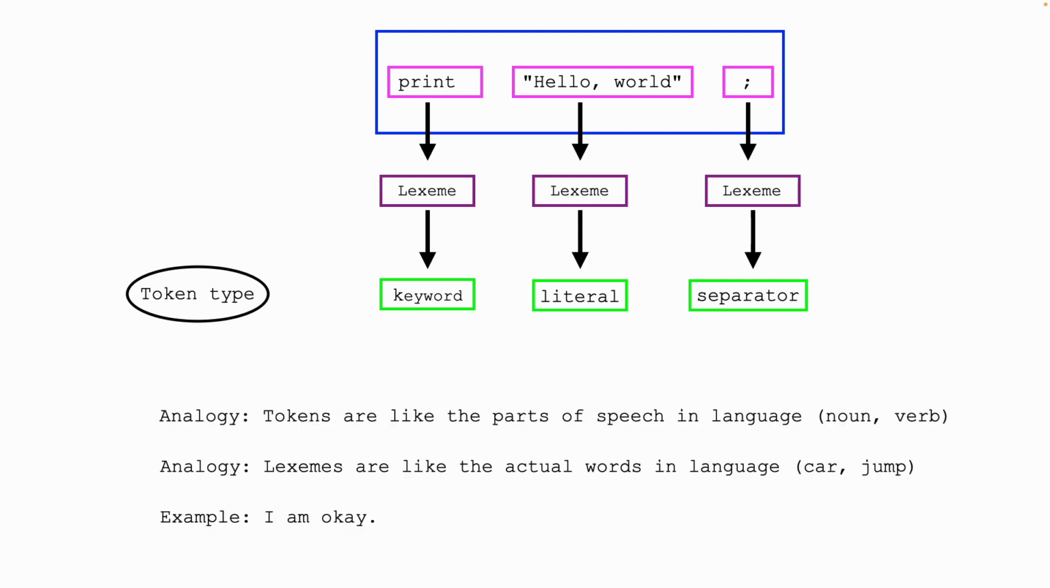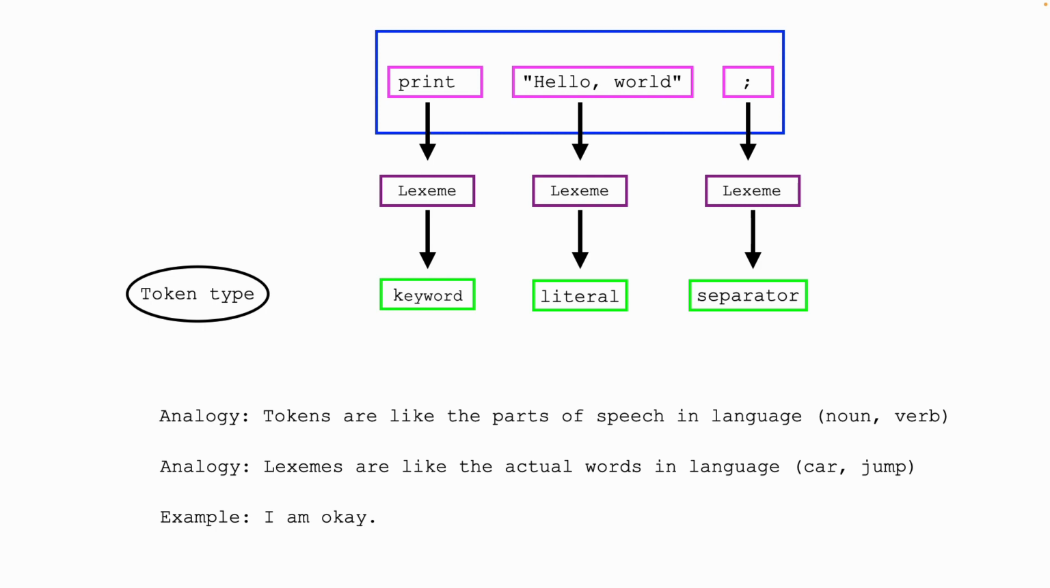Now, if that is still a bit confusing, I want you to think of an analogy. We can think of tokens as similar to parts of speech in a language. For example, when you started learning English, you learned what nouns are, what verbs are, what adjectives are, what adverbs are. Those are your tokens. Those are the different ways that you can make a sentence. And then, of course, when you start speaking, those are the actual lexemes.